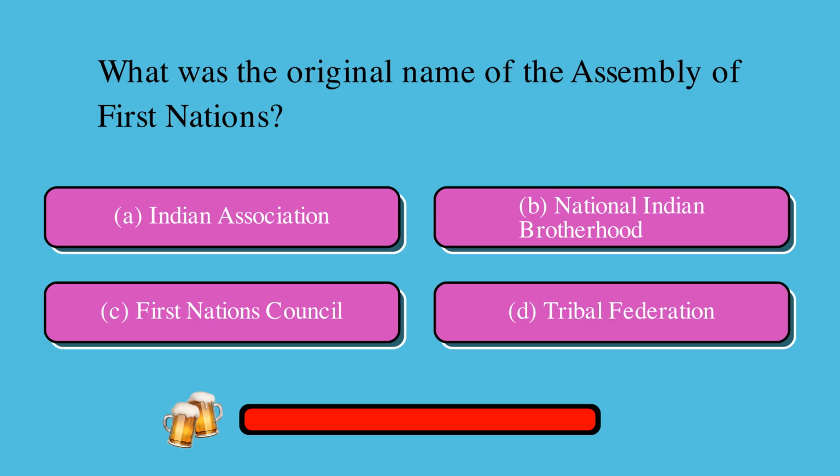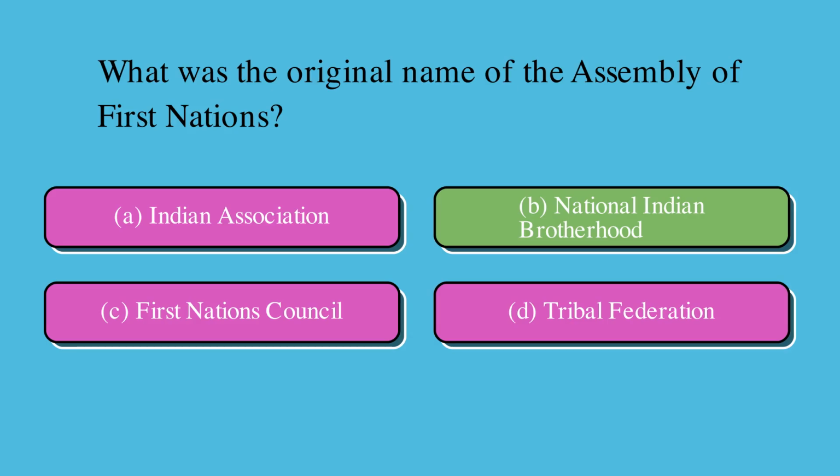What was the original name of the Assembly of First Nations? Is it A, Indian Association, B, National Indian Brotherhood, C, First Nations Council, or D, Tribal Federation? The correct answer is B, National Indian Brotherhood.